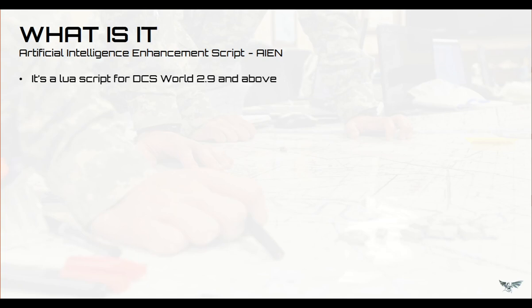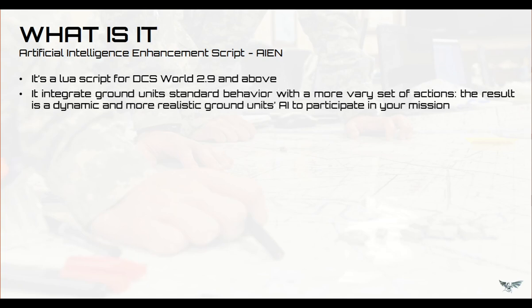It's a standard Lua file, just like Mist, Moose, and something like that. It integrates the ground units' standard behavior in ground groups, to be more precise. It adds a list of dynamic and more realistic behaviors for any AI ground group that is in your scenery. It does not require a naming convention or something like that. It's completely automatic. It does not need to be installed. It's not a mod. It's only a script that you can load.